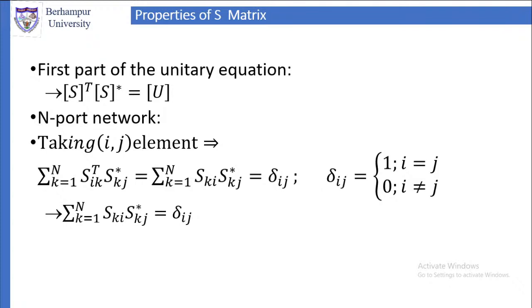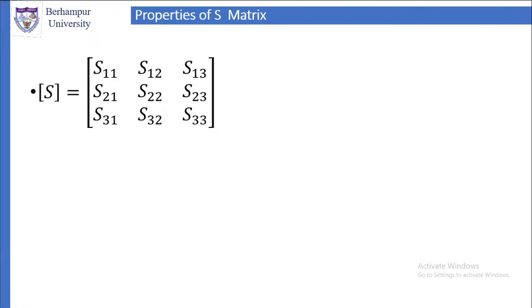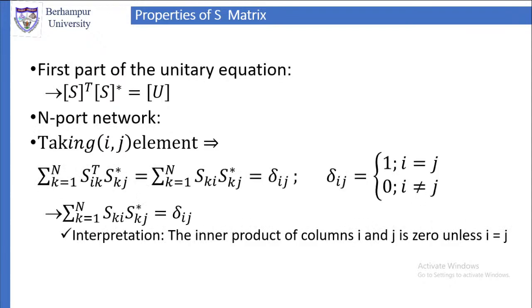Unit matrix means delta ij. All elements except the diagonal elements are 0. So when i is equal to j, those will be 1, others will be 0. That is why delta ij, delta is called the Kronecker delta. Delta ij is equal to 1 if i is equal to j. Delta ij is equal to 0 if i is not equal to j. So from that we can say summation over k is equal to 1 to n of Ski into Skj star is equal to delta ij.